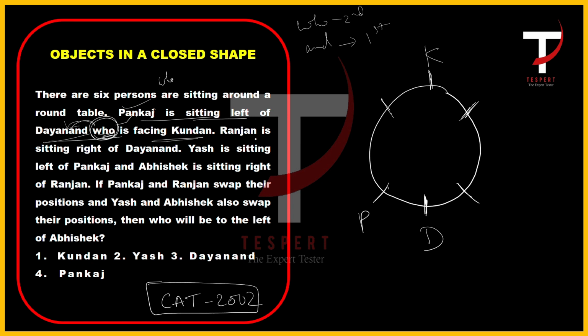So Ranjan is sitting right of Dayanand. Yash is sitting left of Pankaj. Abhishek is sitting right of Ranjan. Here is Ranjan, so Abhishek will sit here. Now, if Pankaj and Ranjan swap their positions and Yash and Abhishek also swap their positions, then who will be to the left of Abhishek?